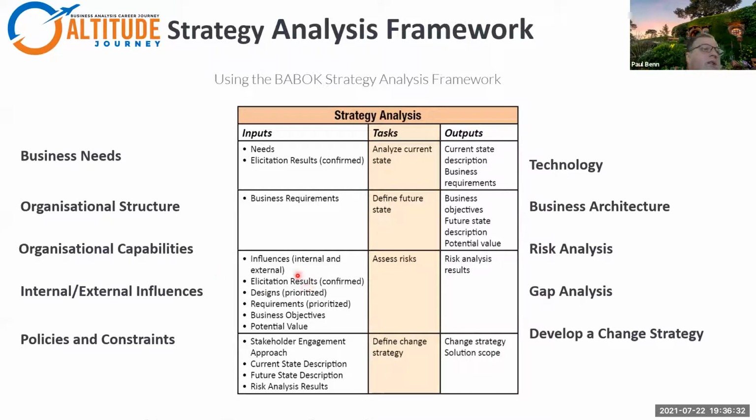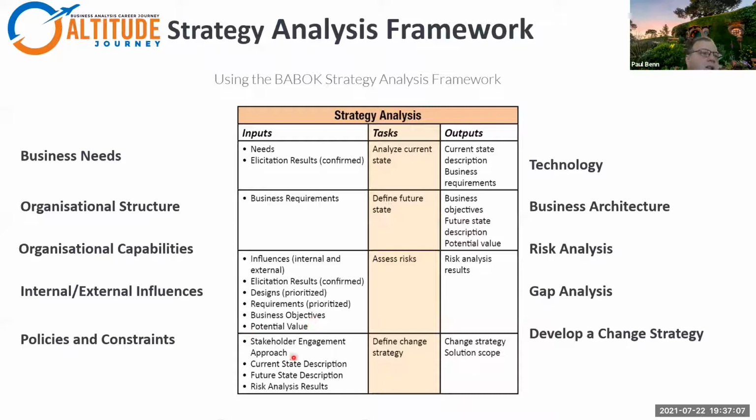You will notice that within this, there are elements of the other BABOK knowledge areas: elicitation, design definition, and jeepers, I can't remember the entire word, bad on me. Oh, as a CBAP, I'm very, very ashamed of myself. Prioritize requirements, that's from your requirements life cycle management. And then your business objectives, potential value, all of that is part of your strategy analysis.